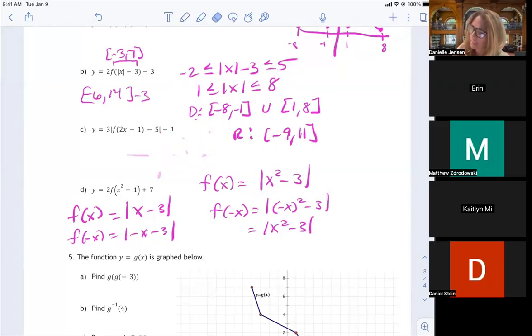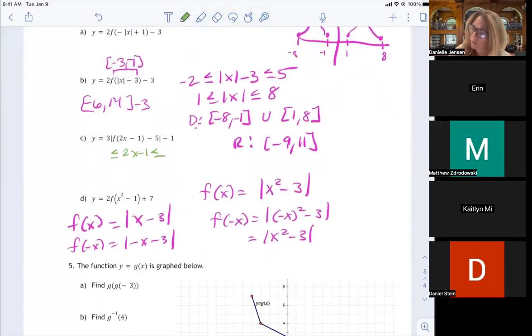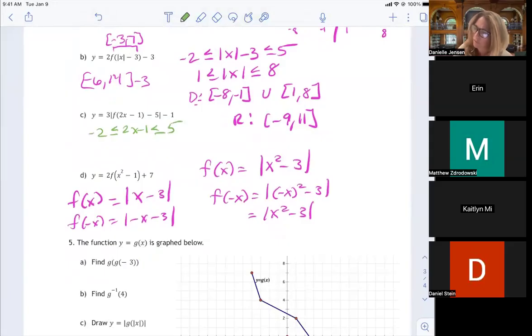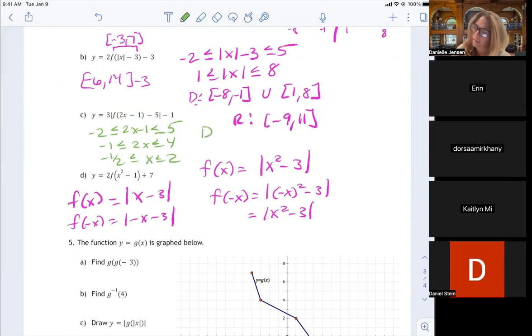Let me just make a little room here. Okay, so let's do the domain piece first, which is just the 2x minus 1. Be careful not to confuse the two because there's a lot going on here. But the only thing inside f is 2x minus 1. So between negative 2 and 5. We add 1, then divide by 2x, so negative 1/2 to 2. It's to 3, right? Added 1. Thank you. So negative 1/2 to 3.